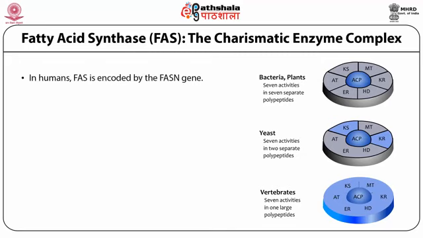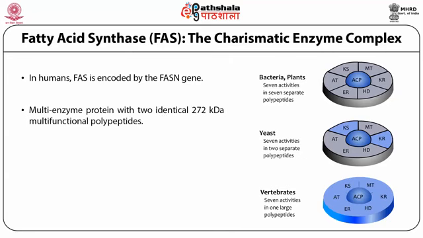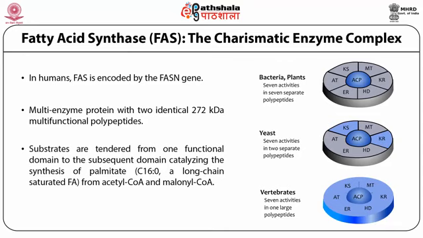In humans, fatty acid synthase is encoded by the FAS gene. It is a multi-enzyme protein that catalyzes fatty acid synthesis. Fatty acid synthase is not a solitary enzyme, though a whole enzymatic system composed of two identical 272 kD multifunctional polypeptides where substrates are handed from one functional domain to the subsequent domain, catalyzing the synthesis of palmitate from acetyl-CoA and malonyl-CoA in the charisma of cofactor NADPH.